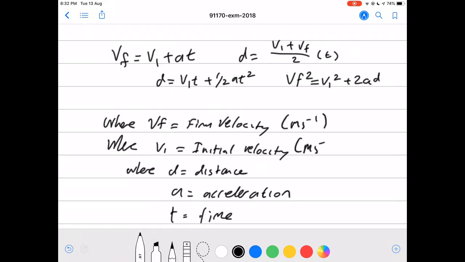So final velocity is measured in meters per second. Initial velocity is also measured in meters per second. Distance is always measured in meters. Acceleration is measured in meters per second squared, and time is always measured in seconds. So these are the 4 kinematic equations of motion that you will need to use.